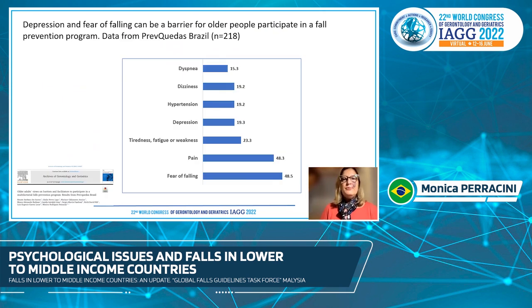Well, there are several possible implications of not identifying and managing depression and its correlates for implementing fall prevention strategies in low and middle income countries. For instance, our clinical trial study in Brazil revealed that 55% of older people reported physical problems as a reason for not attending the program, and of them, nearly half reported fear of falling, and around 20% had a positive screening for depression using the Geriatric Depression Scale.